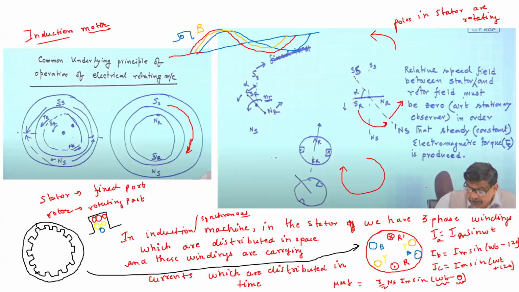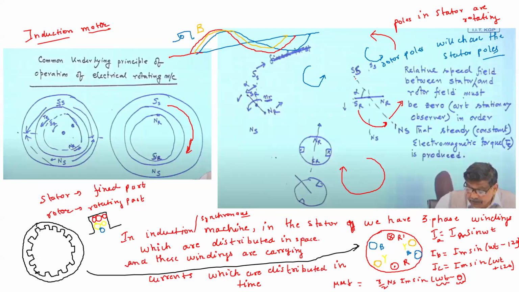But just think, if the poles in the stator are rotating, what will happen? These rotor poles will also try to chase these stator poles which are rotating, right? So these rotor poles will chase the stator poles. In this way the rotor will rotate continuously, and because of this there will be rotating motion. Okay, so you see that relative.